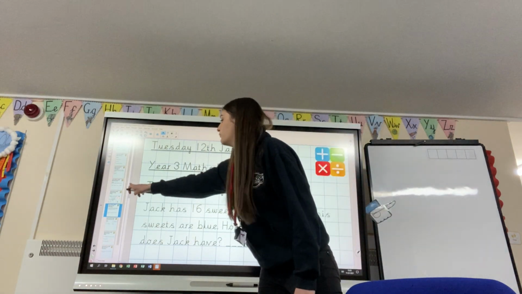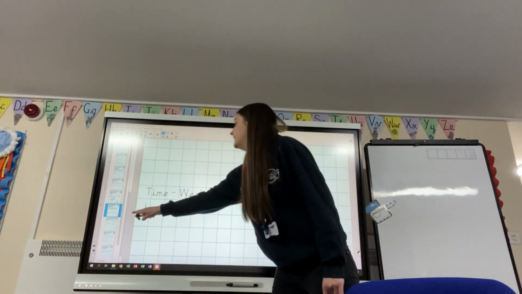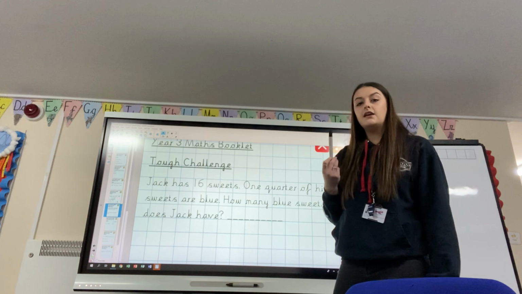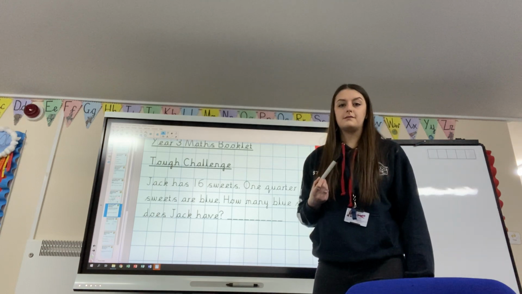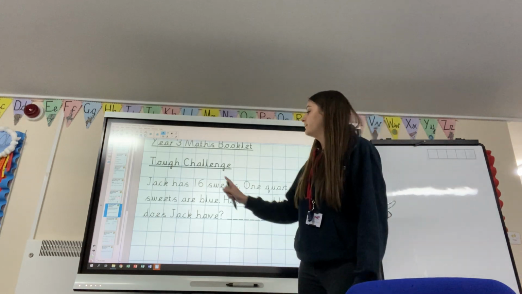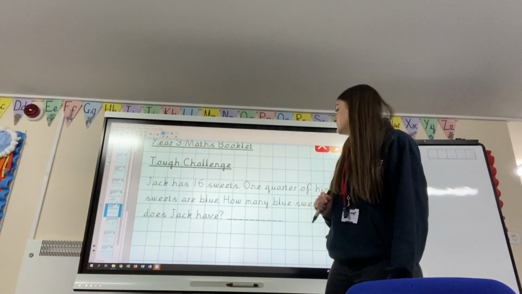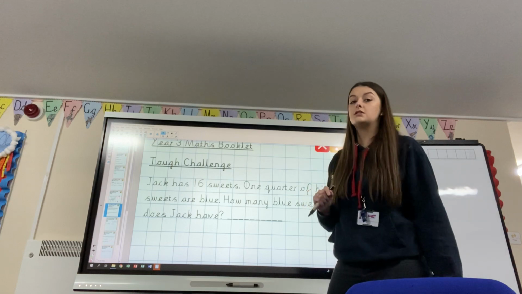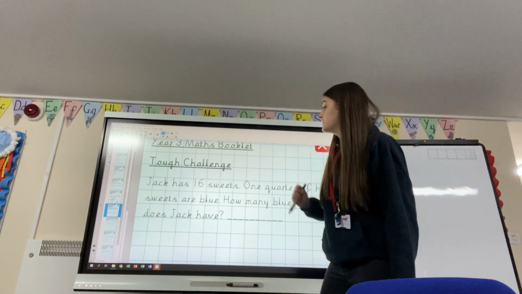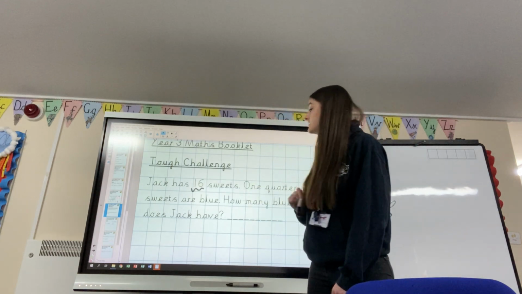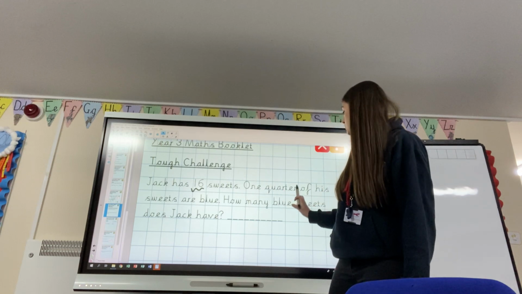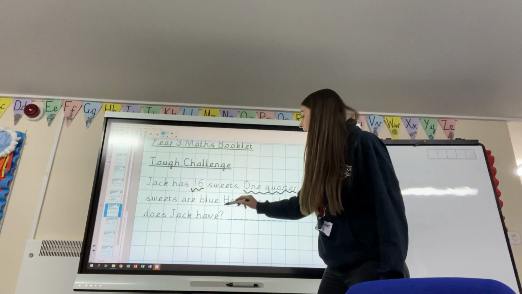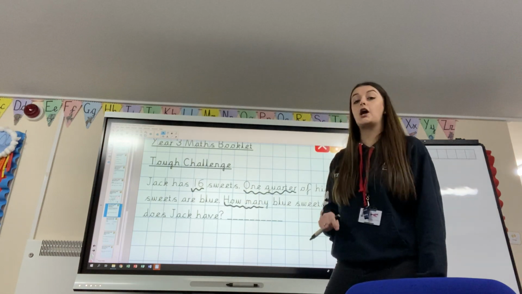So starting off, we've got a nice word problem. Now remember with our word problems, you need to underline the key words and numbers, okay, to help you solve it. So I've got Jack has 16 sweets. 1/4 of his sweets are blue. How many blue sweets does Jack have, okay? So we started off with 16 sweets. I'm going to underline that. 1/4 of his sweets are blue, and it's asking me how many blue sweets does Jack have.